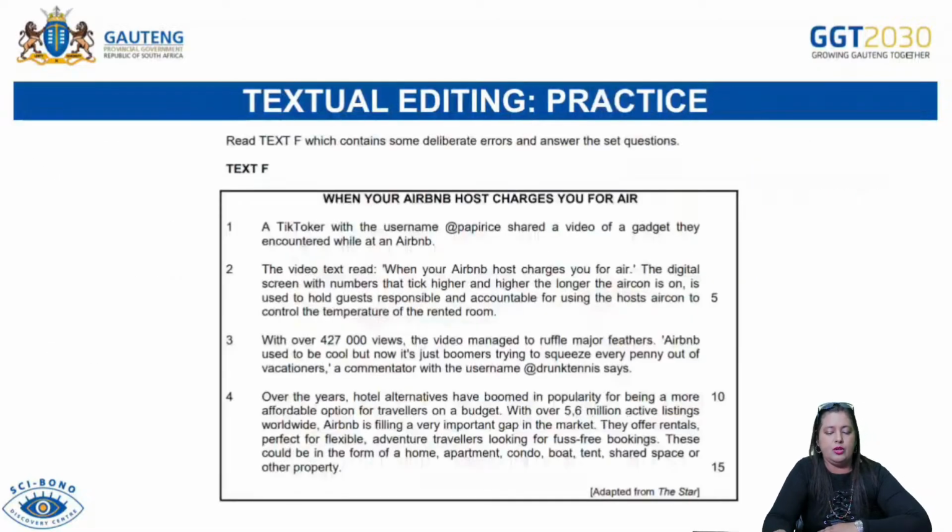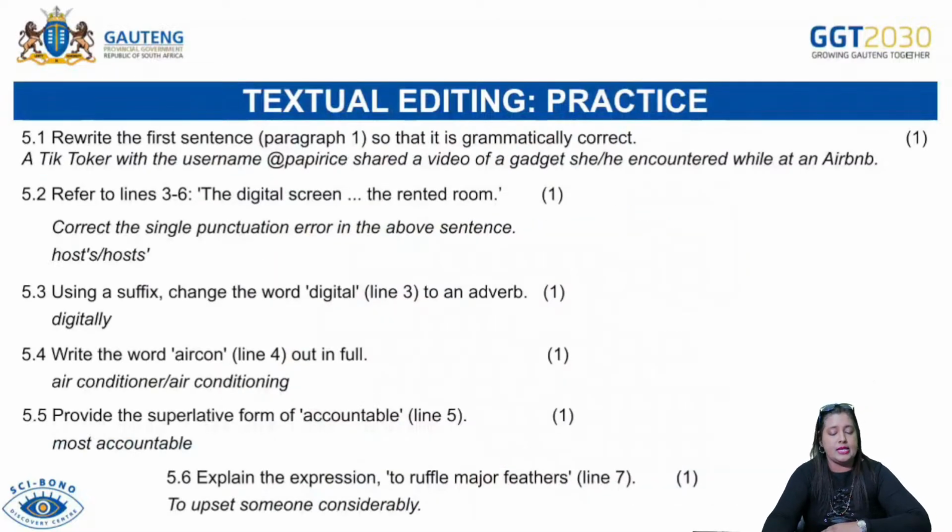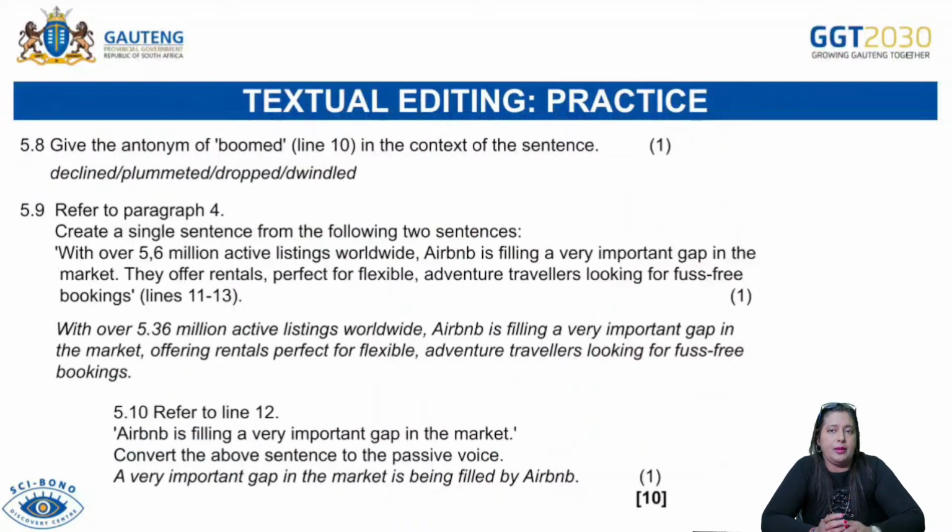So here's something you can go and work on. It was in a previous exam paper. When your Airbnb host charges you for air, go through it and look at how to answer the questions, okay? So even if you go through any of the previous grade 12 NSC papers, you will get a load of concepts that you can be working with in question 5. All right, and if you work through the whole paper, you will cover a full range of language concepts as well.